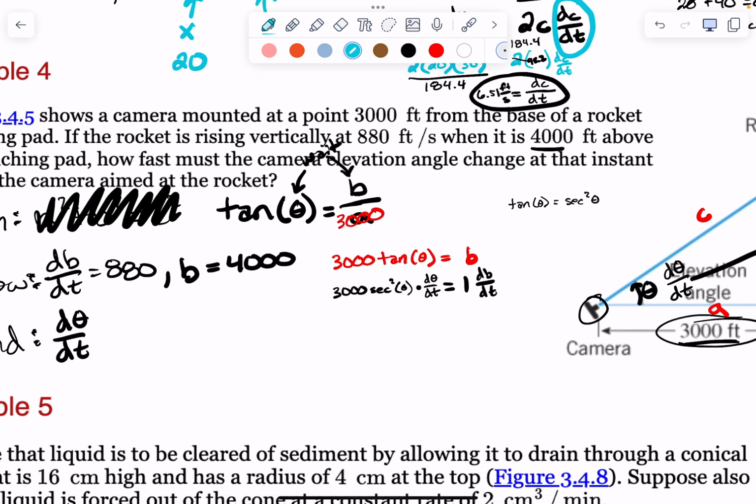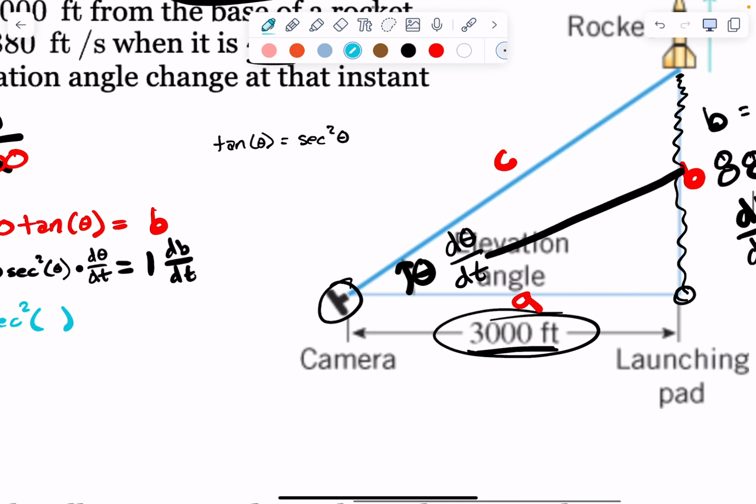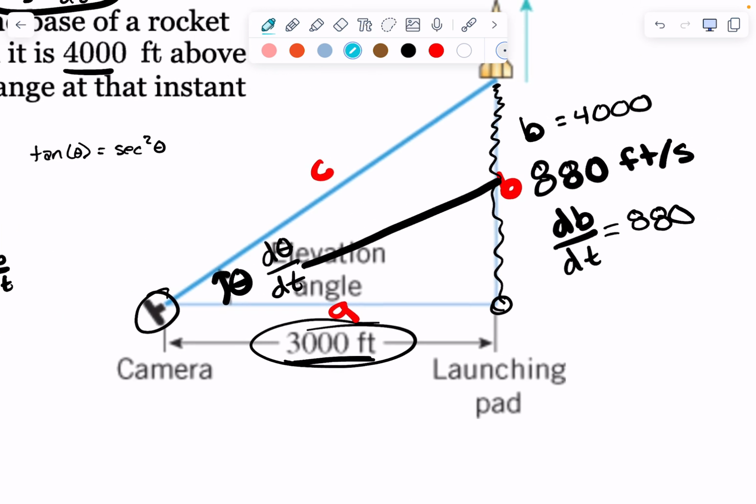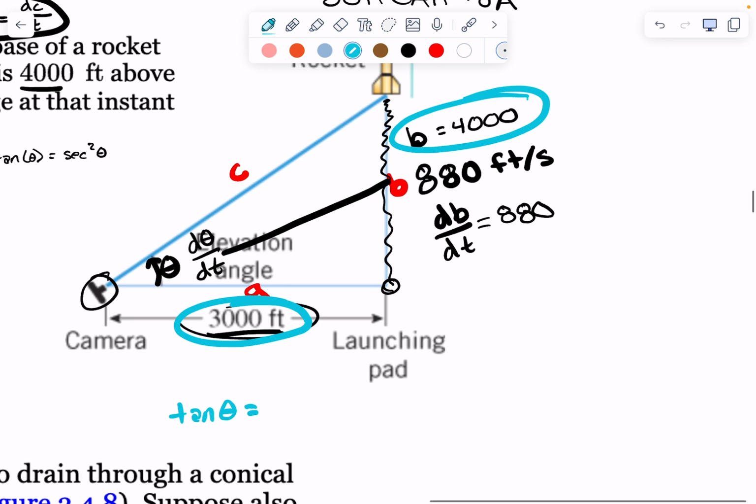Oh, we do need B though. Okay, so we have 3,000 secant squared of theta. Do we know what theta is? No. How do I find theta? Well, I know that at the moment I'm trying to find this, B is 4,000 and A is 3,000. Can I use that to find theta using tangent? I know that tangent of theta is equal to opposite over adjacent, so 4,000 over 3,000. Now I could cut those zeros out and say tangent of theta is 4/3.